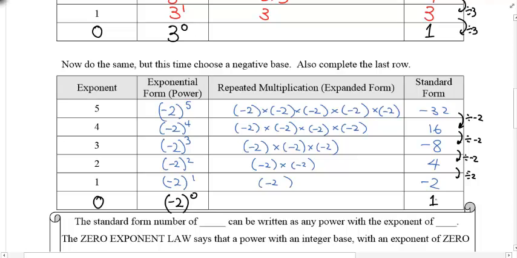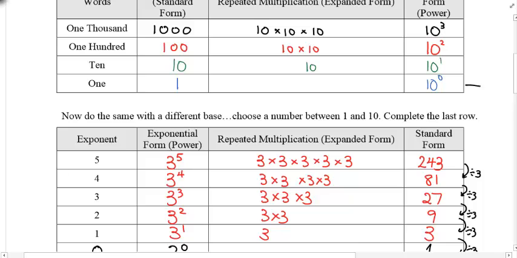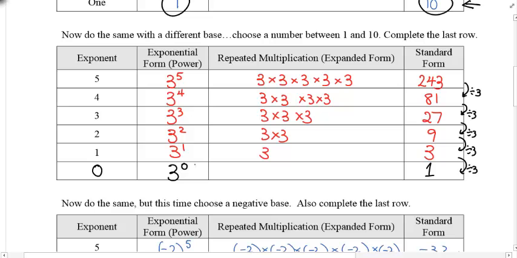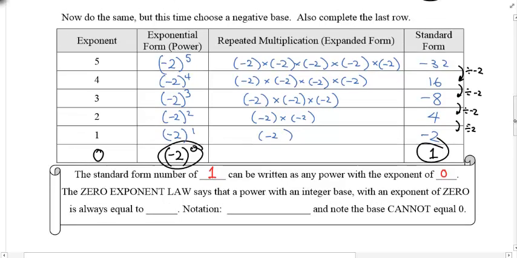So again, notice our last rows of these columns. Power of 0, 1. Power of 0, 1. Power of 0, 1. So the standard form number 1 can be written as any power with the exponent of 0. And this is what they call the zero exponent law. It says that a power with an integer base with an exponent of 0 is always equal to 1.